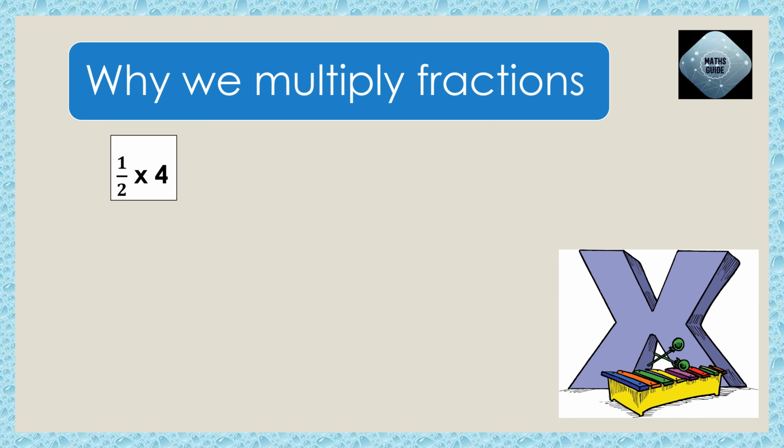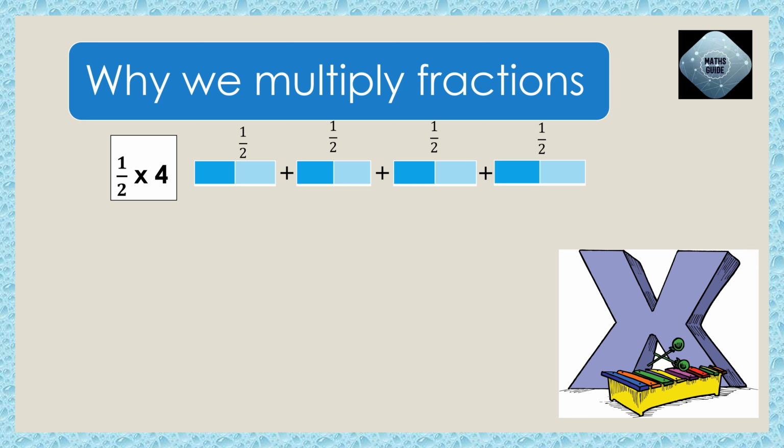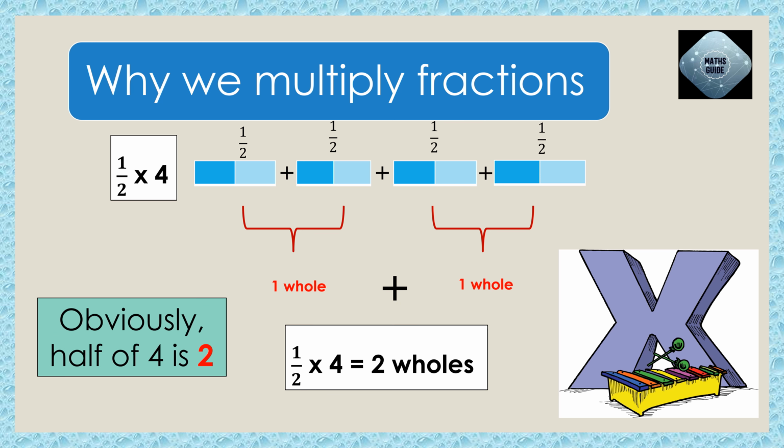Now look at this example. I have a fraction, half, and I will multiply it by 4 to find the total. Actually, half of 4 means adding half 4 times. As you can see, first two halves make one whole, another two halves make another one whole. This means when half is multiplied by 4, we get two wholes. A point to be noted here is that through multiplication the result is always a bigger number. As you can see, this half after multiplication becomes 2 wholes.